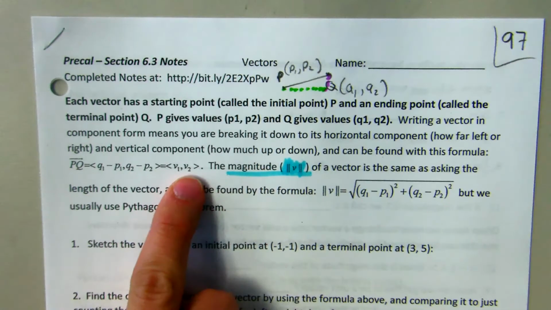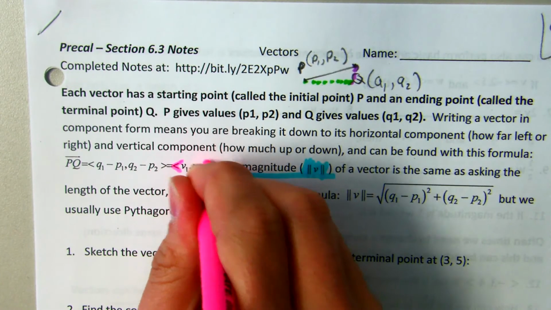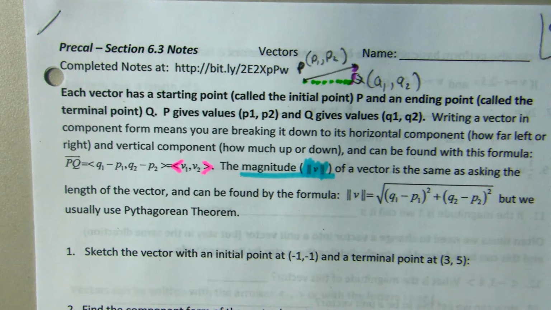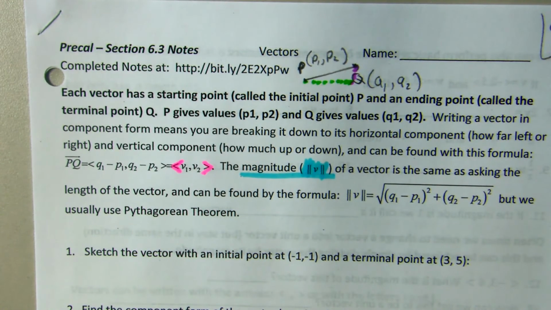Now notice, this kind of looks like a point that has little arrows on it. So the arrows are how we know that it's talking about a vector and not a point. With parentheses, you assume that it's talking about a point.